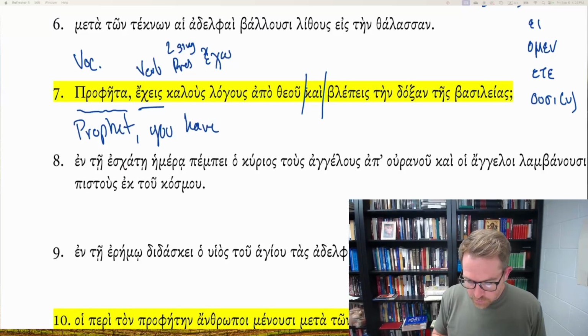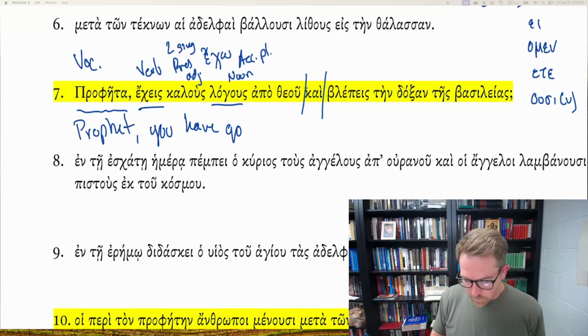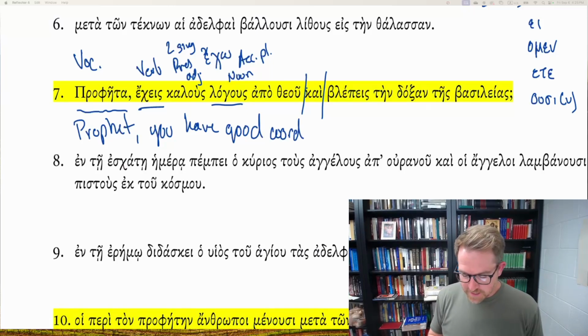have kalus logus. Logus is words. Kalus, these are all accusative, plural. This is a noun, logus, and the adjective, attributing kalus, or good, or beautiful. Kalus can mean good, it can mean beautiful. We'll say good words. Apatheu, from God. This is a preposition, apa, from, followed by the genitive, from God.